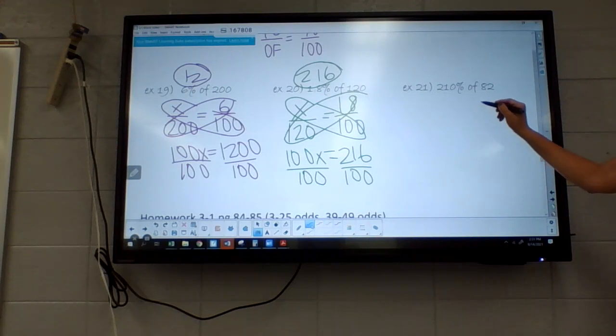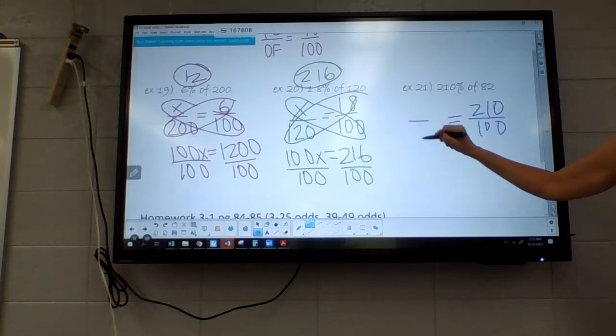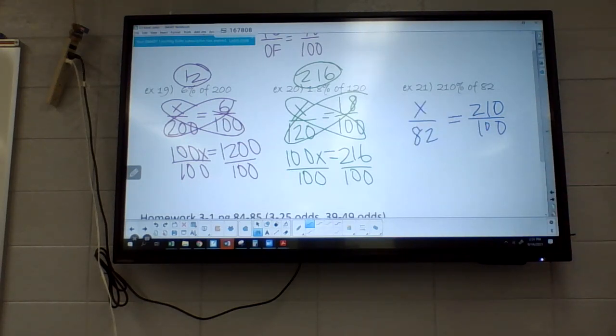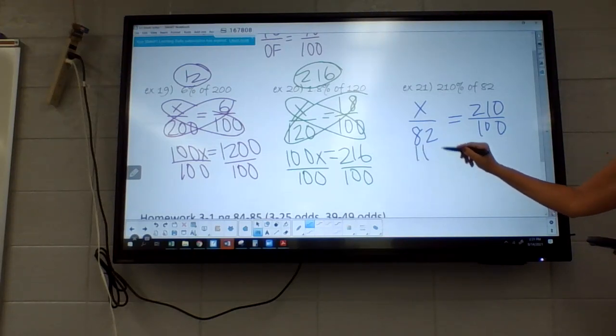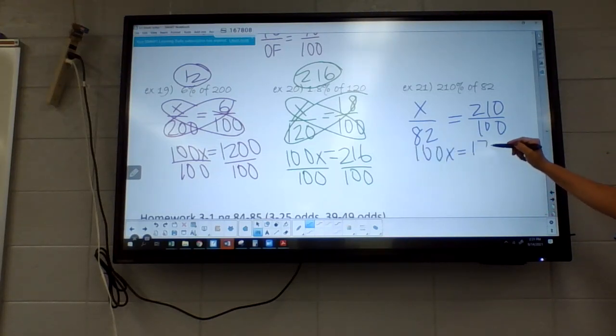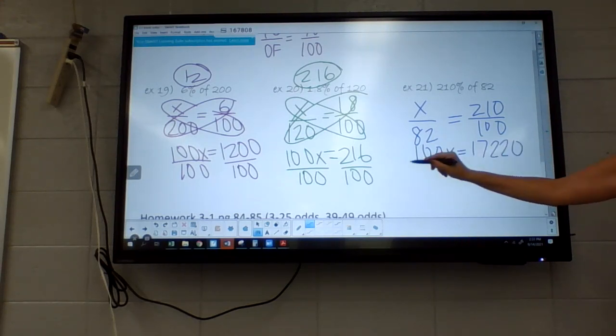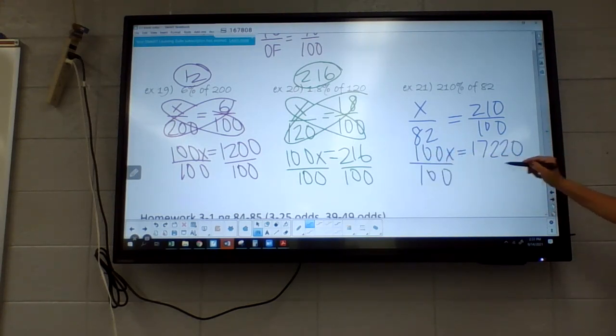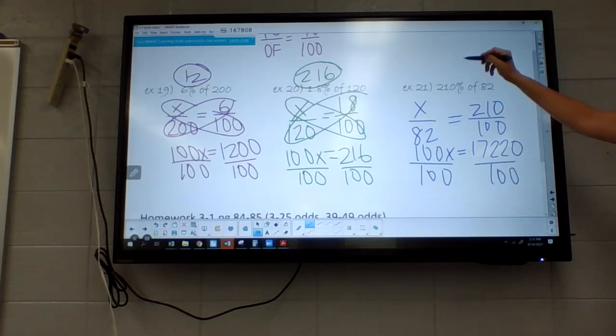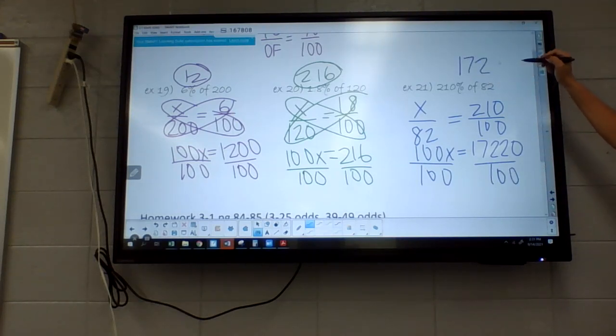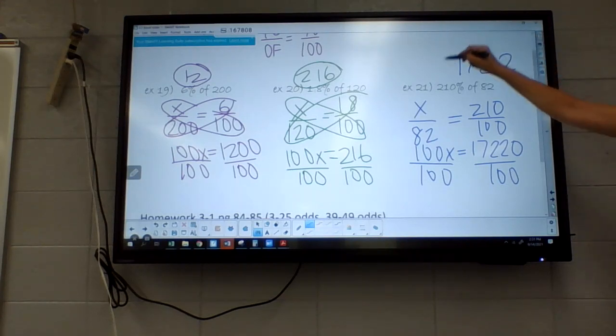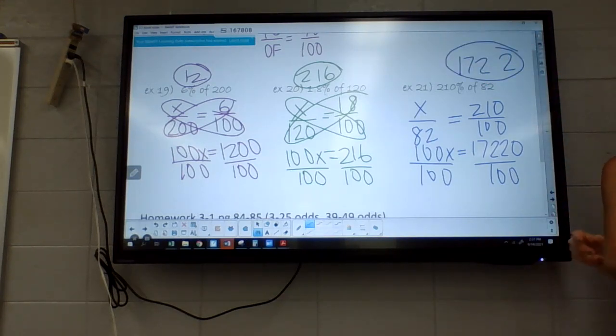And then finally, 210% of 82. I divide by 100, move that decimal over twice, and I get 172.2. We'll get more into percentages tomorrow.